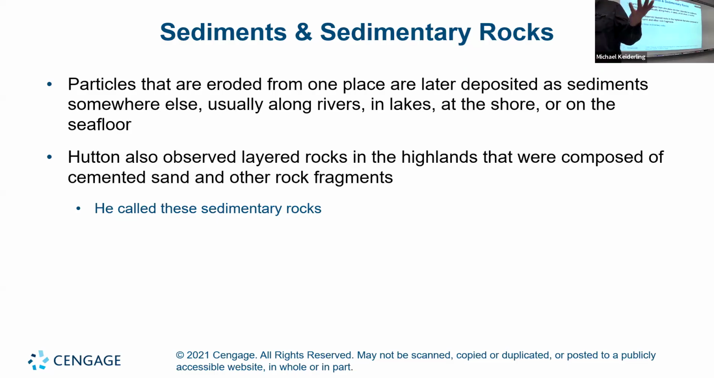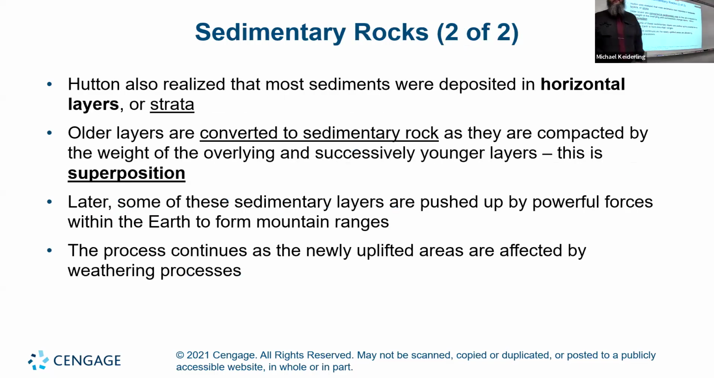And Hutton also observed that layered rocks in the highlands were composed of cemented sand and other rock fragments, and he called these sedimentary rocks because they were formed of sediment. So sedimentary rocks are deposited. He realized that they were deposited in horizontal layers or strata, and older layers converted into sediment are converted into sedimentary rock as they get compacted by the weight of the overlying and successively younger layers. This is what's known as the principle of superposition, just things piled on top of other things.